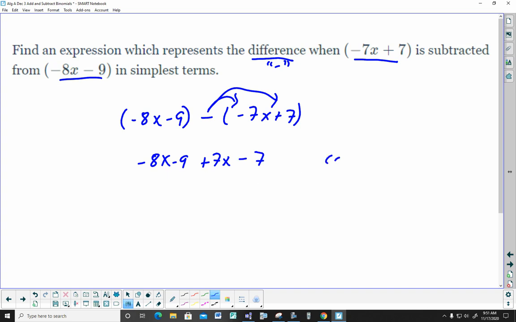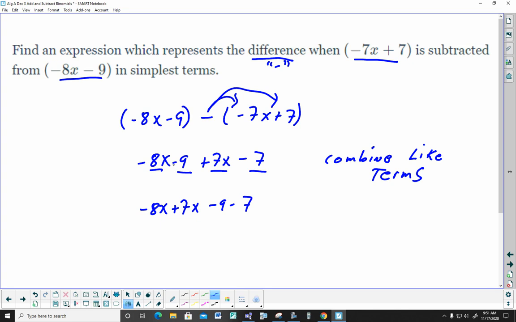And now you combine like terms. These two pieces both have an x. So you have minus 8x plus 7x. These don't have a variable, so you have minus 9 minus 7. You take the symbol that's in front of it. So you have minus 8x plus 7x is minus 1x. Minus 9 minus 7 is minus 16. That's your final answer. Okay?